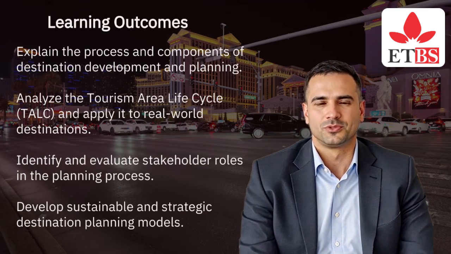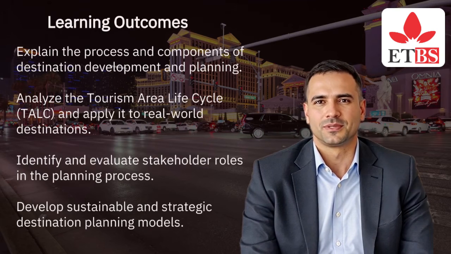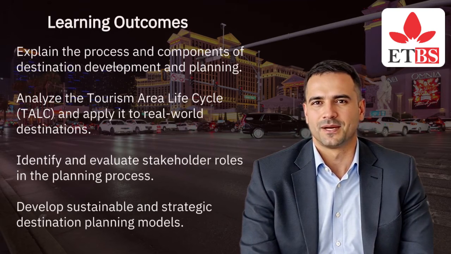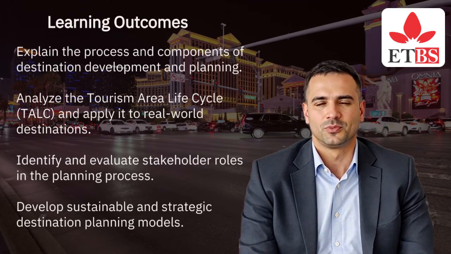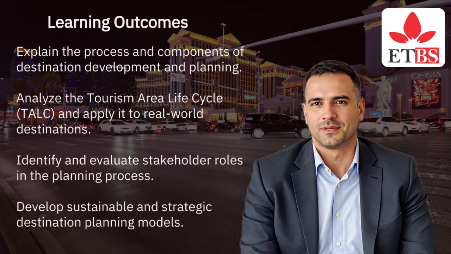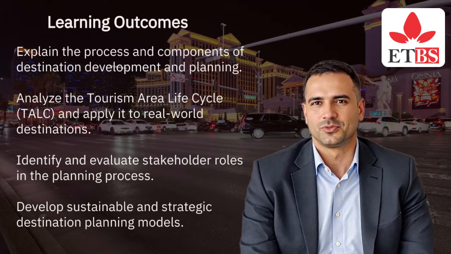Learning outcomes for Module 4. By the end of this module, you will be able to explain the process and components of destination development and planning, analyze the tourism area life cycle, TALC, and apply it to real-world destinations, identify and evaluate stakeholder roles in the planning process, develop sustainable and strategic destination planning models, and understand branding, risk mitigation, and success measurement tools in tourism.